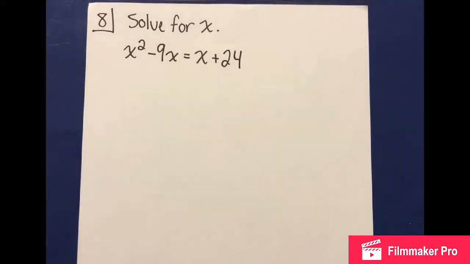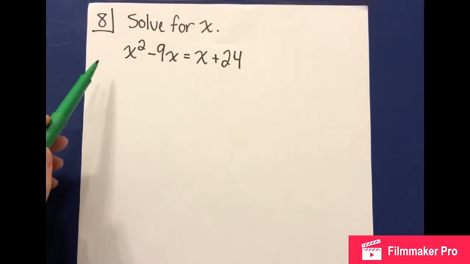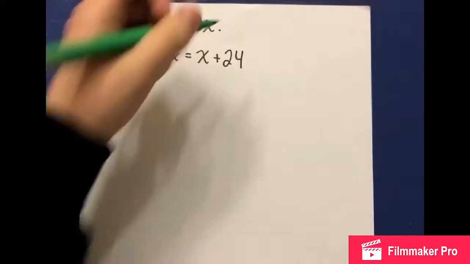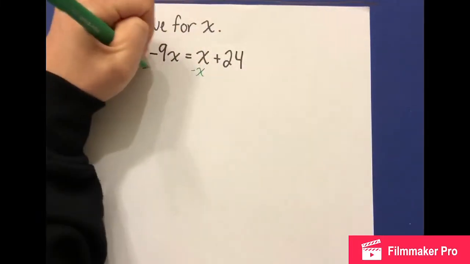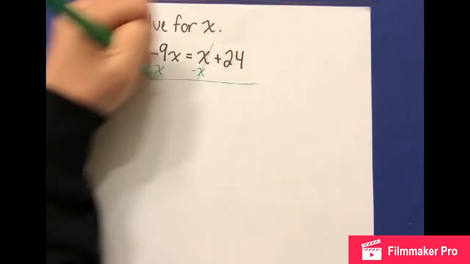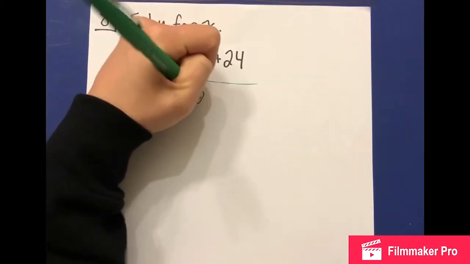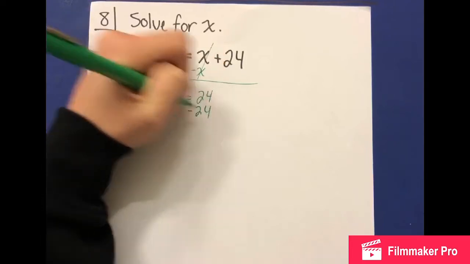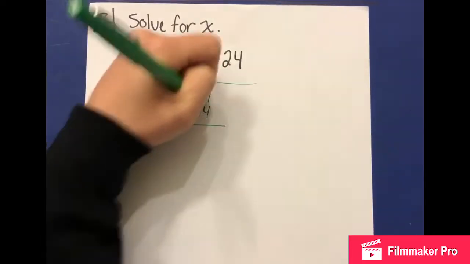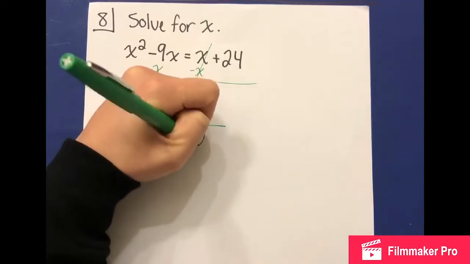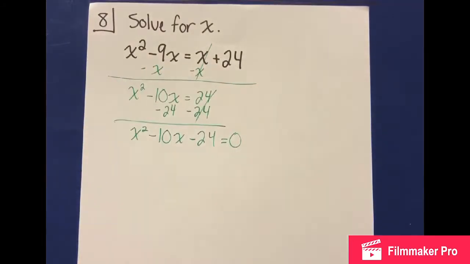Looking at number 8, let's move everything over. I want to keep this x squared term positive. It'll be easier for me. So I'm going to move everything this way. I'm going to subtract x first, subtract x. Those cancel, leaving me with x squared minus 10x equals 24. And we're going to move that 24 over. I get x squared minus 10x minus 24 equals 0.